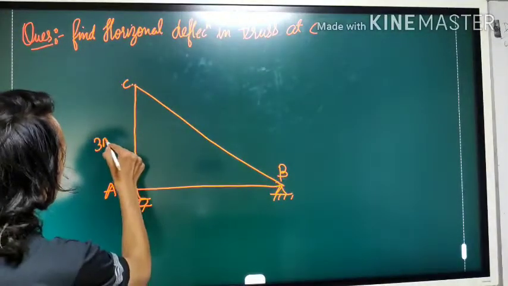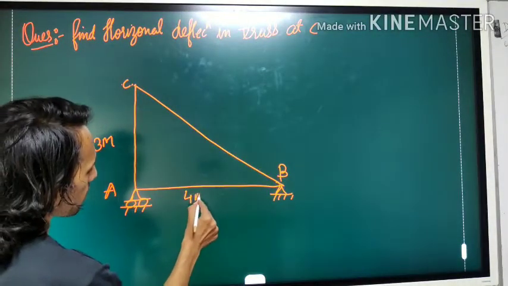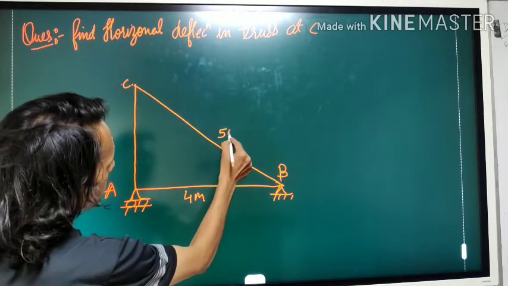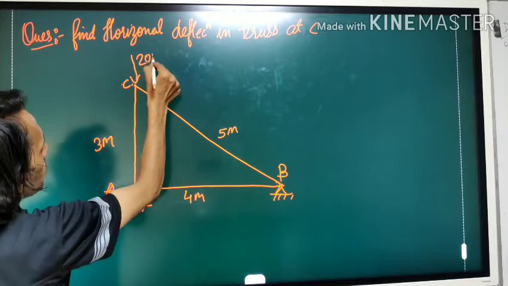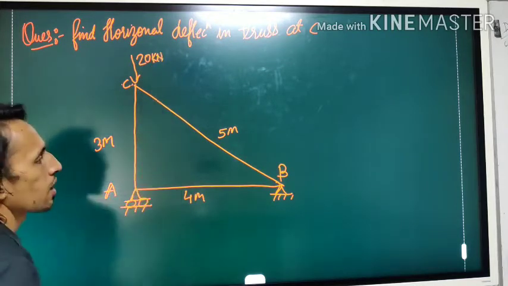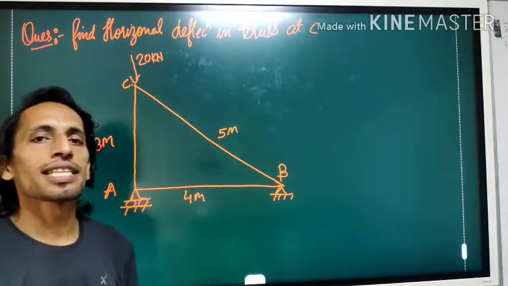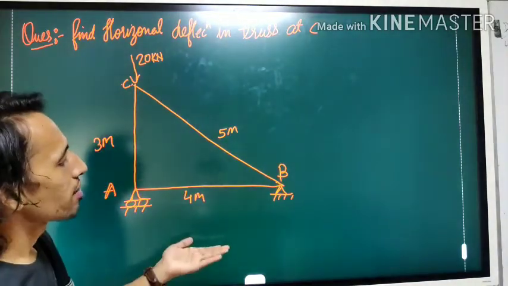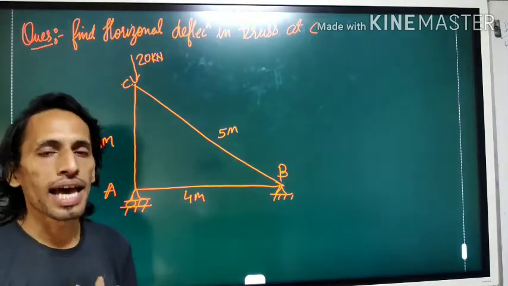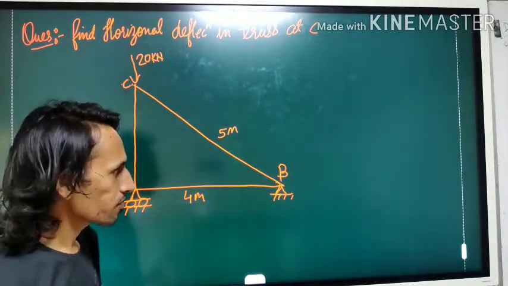So this was 3 meter, this was 4 meter, this was 5 meter, and here one load was applied of value 20 kg. So this is the same question that we solved in previous class. Now we will solve the same question by the help of unit load method.